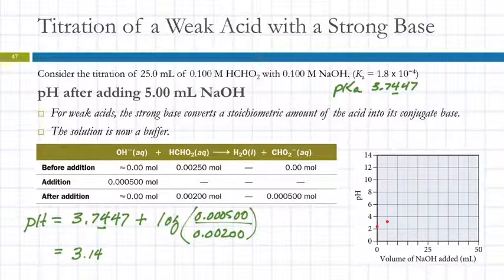Bless you. Any questions? So we look at the base that's added, and we react that stoichiometrically, and then this is now a buffer solution, and so we could do an ice table with the Ka and do all of that, or we can use the Henderson-Hasselbalch equation.